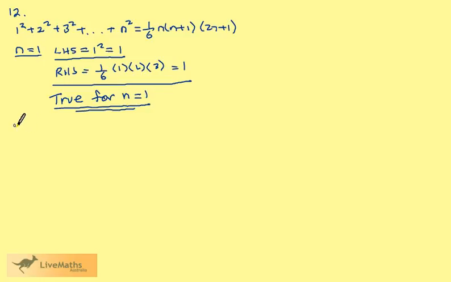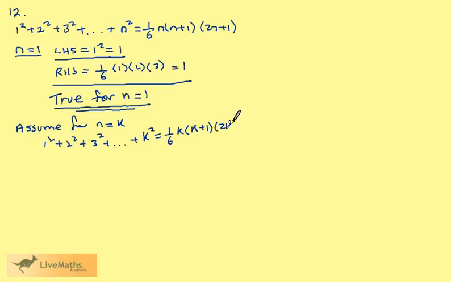Now for the inductive step. We assume for n equals k. So we're assuming that for some value k, 1 squared plus 2 squared plus 3 squared and so on up to k squared is 1/6 of k, k plus 1, 2k plus 1.